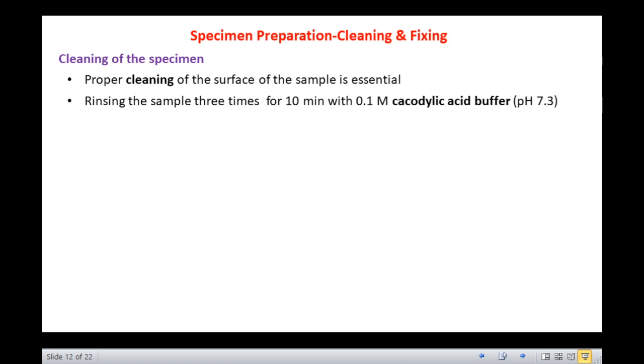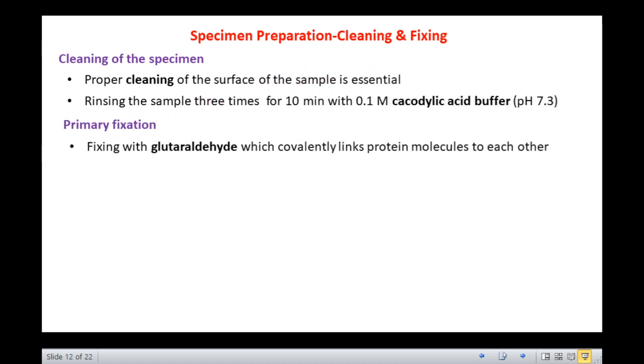Biological material contains large quantities of water. Since the TEM works in vacuum, the water must be removed. To avoid disruption as a result of the loss of water, the tissue has to be preserved by the use of certain fixators. Primary fixation. The sample is first fixed with glutaraldehyde, which covalently links protein molecules to each other.